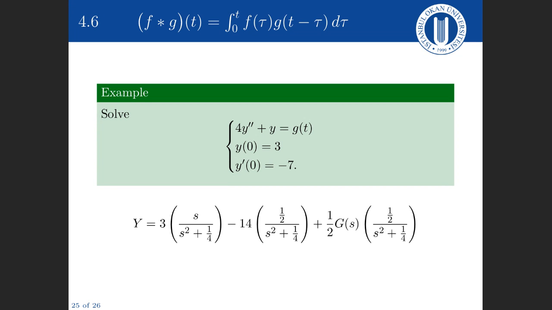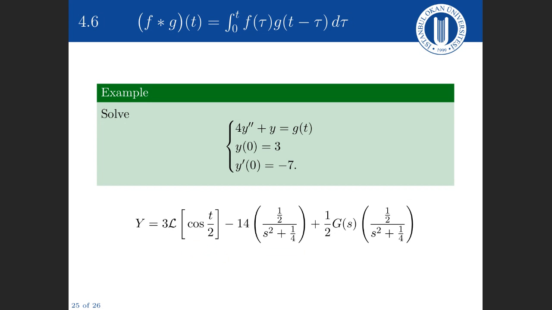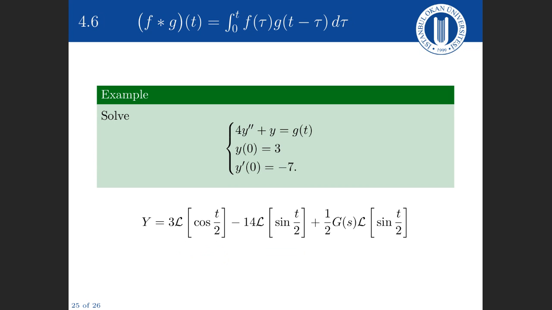Let's break this up so that our typical functions appear. We want functions which we can find on the table of Laplace transforms. s over s squared plus a quarter is on the table. A half divided by s squared plus a quarter is on the table. So we write this as 3 multiplied by s over s squared plus a quarter, minus 14 multiplied by a half over s squared plus a quarter, plus a half capital G of s multiplied by a half over s squared plus a quarter. The first bracket is the same as the Laplace transform of cos t over 2. And these two brackets are the same as the Laplace transform of sine t over 2.